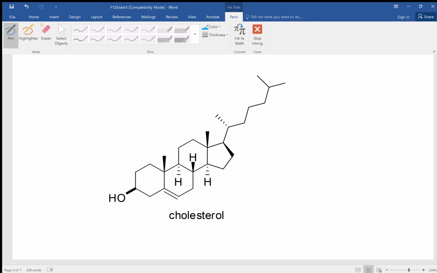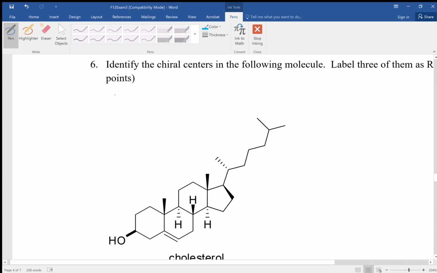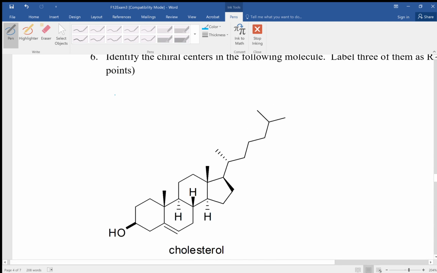Our next question, question 6, I've asked you to do two things. One is to identify all of the chiral centers in a given molecule, and here I've given you cholesterol. The second thing is to identify any three of them as either R or S. So first thing, where are the chiral centers?